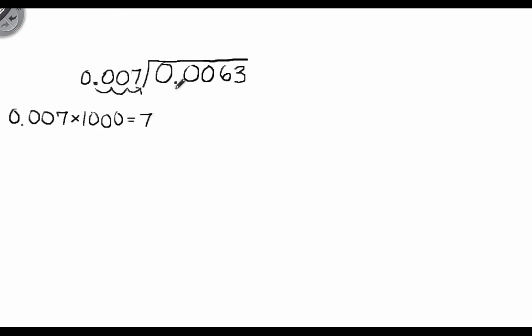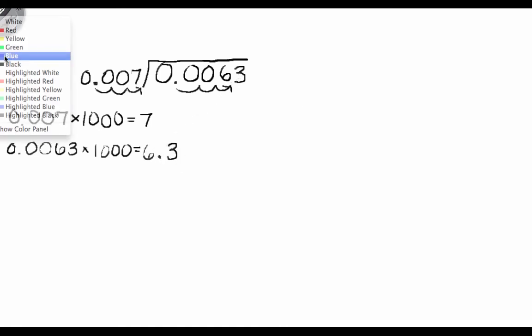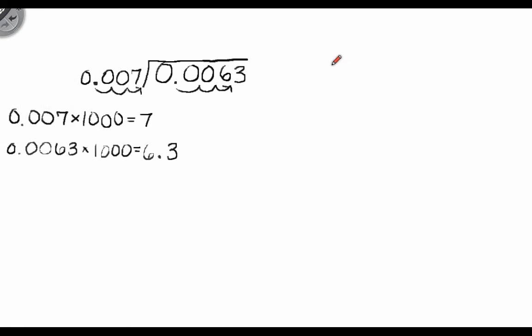But we also have to do that in our dividend. We move it over 1, 2, 3 places, or multiply it by 1,000. And that would put the decimal point between the 6 and the 3, which would give us 6 and 3/10. So now we have our new problem we could write, and we'll write it off to the right over here. 6 and 3/10 divided by 7.